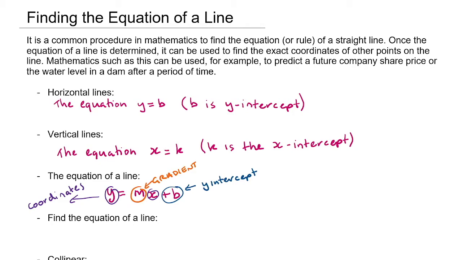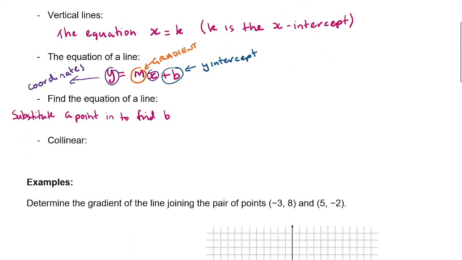To find the equation of a line, you can do one of two things. You can substitute a point in to find b for y equals mx plus b. Or you can use a different equation altogether.